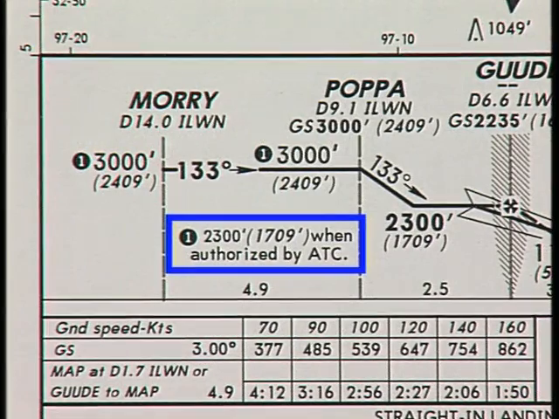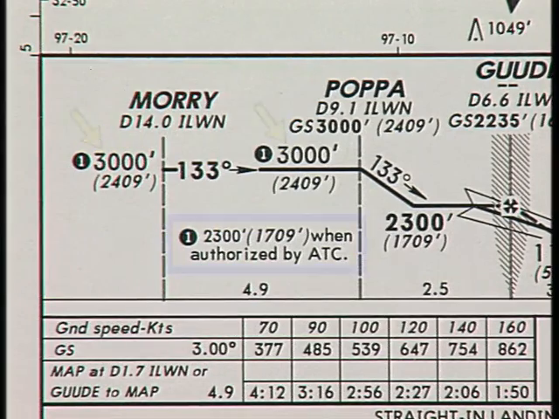This note indicates that when authorized by air traffic control, you can fly at a lower altitude of 2,300 feet when crossing Maury and Papa. This is in lieu of the 3,000-foot altitude listed on the chart.